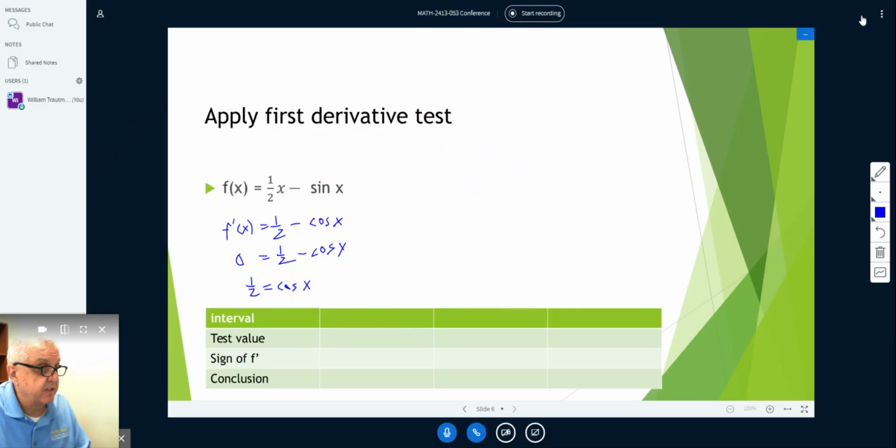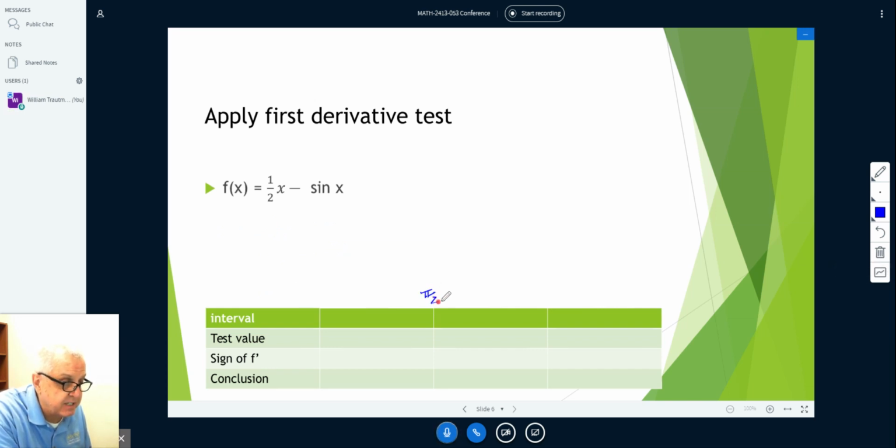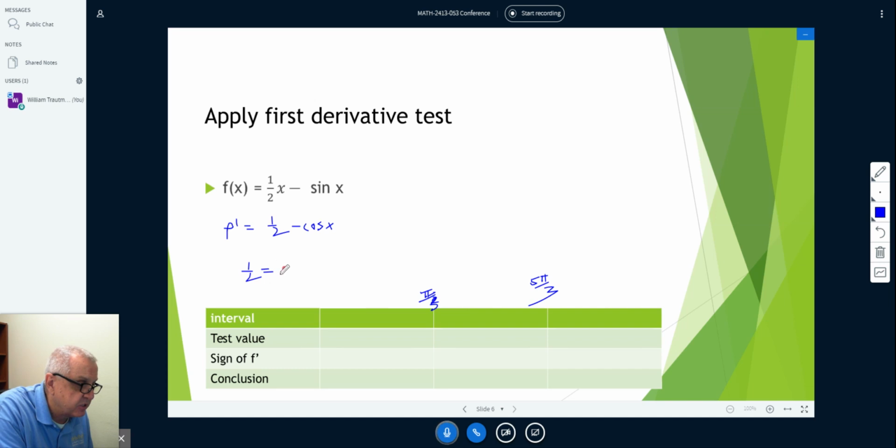So our critical points are pi over 3 and 5 pi over 3. The first derivative was 1/2 minus cosine x, and then we solved and got 1/2 equals cosine x. And then we found these, pi over 3 and 5 pi over 3.